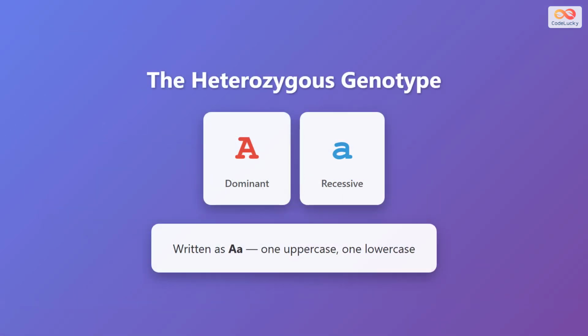The heterozygous genotype is written using letter symbols. We use an uppercase letter to represent the dominant allele and a lowercase letter for the recessive allele. When written together as capital A lowercase a, this notation tells us that the organism carries both versions. The uppercase letter always comes first by convention. This combination of one dominant and one recessive allele is what makes the genotype heterozygous.